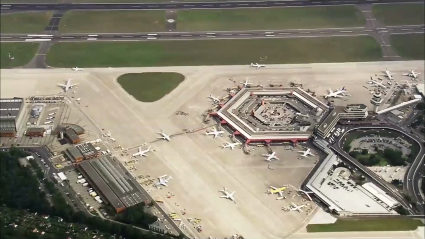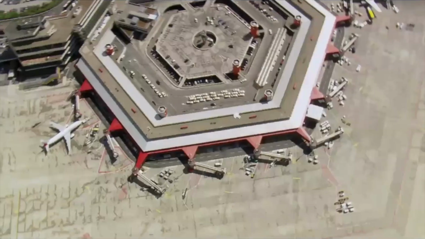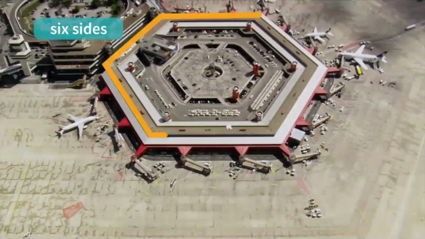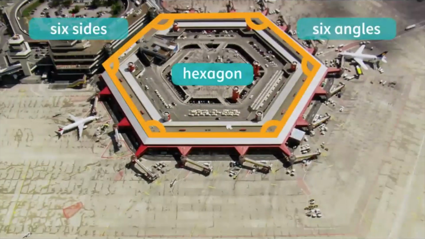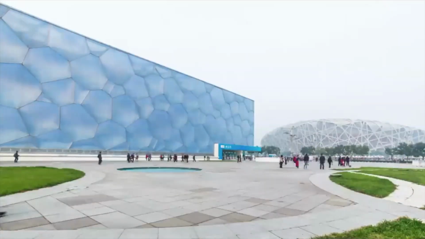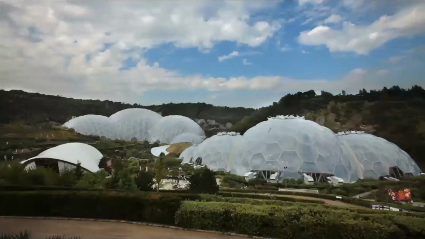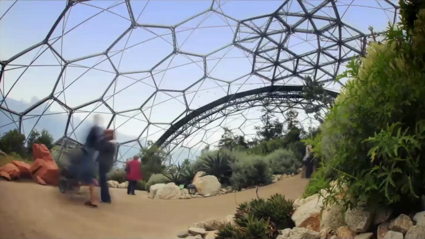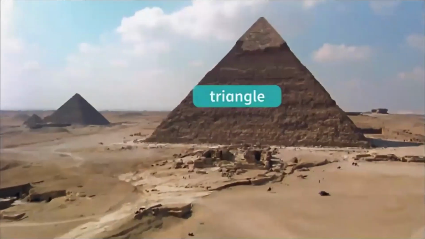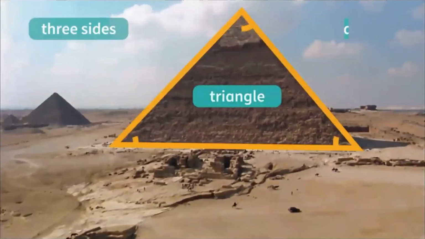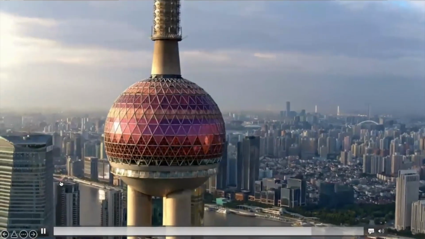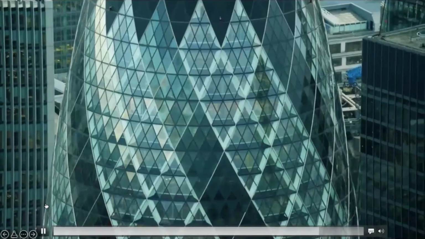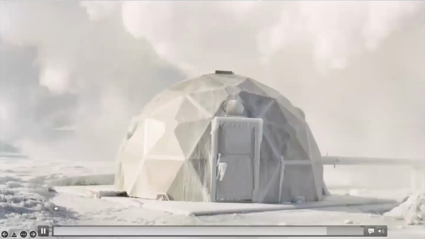This is a very busy airport in Germany. This building has got 6 sides and 6 angles. It's a hexagon. Some buildings have got lots of small shapes. Shapes that fit together make interesting patterns. A triangle has got 3 sides and 3 angles. And when we put lots of triangles together, we can make beautiful patterns and new shapes.